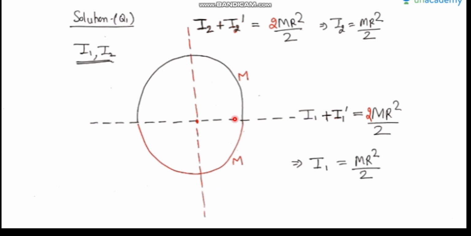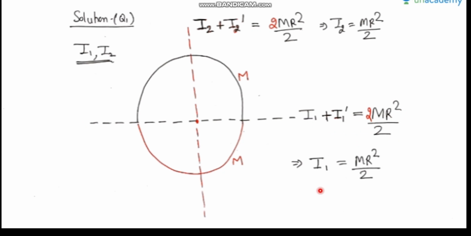Now we know that for a complete ring, the moment of inertia about a diameter is mr square by 2. Now be careful to note that the mass of this ring is 2m. So mass should be taken as 2m. That is why we are writing 2 in the red color to make it important. So the moment of inertia of this whole ring about this diameter will be 2m, the mass of the ring, into r square by 2. And since I1 and I1 dash are equal, this is 2I1 is equal to 2mr square by 2.